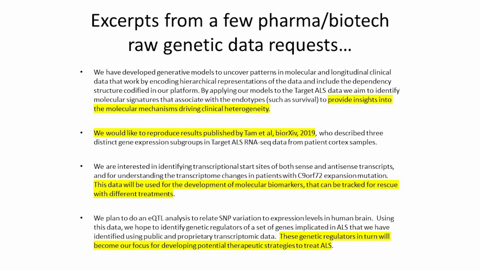And by the way, these are just a couple examples of some of the raw data requests we get, and these ones are specifically from industry, right? These industry people want our data to figure out how the different groups are different. This one, look at this. We would like to reproduce the results published. So that's this preprint that hasn't been published yet.